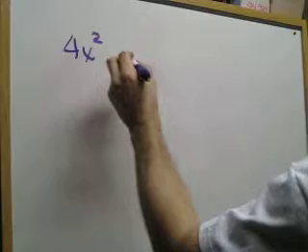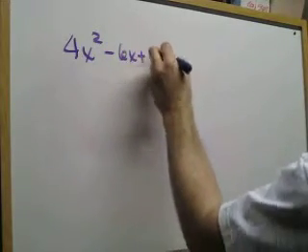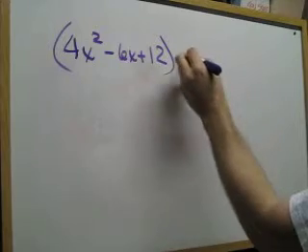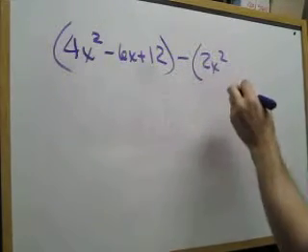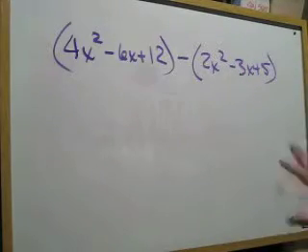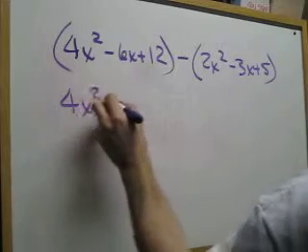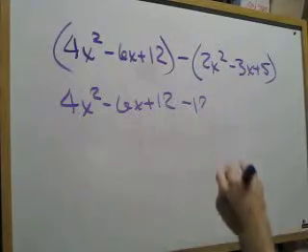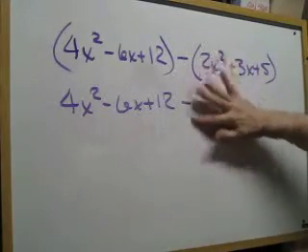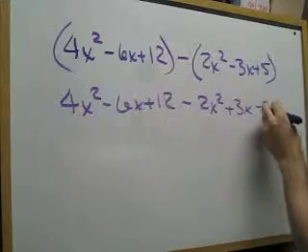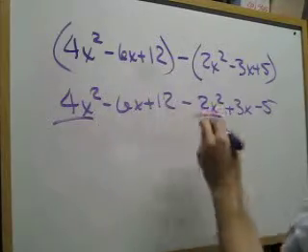So the 4x squared minus 6x plus 12 is our first set of numbers here. That's our trinomial or polynomial, because we're subtracting this next part from it. 2x squared minus 3x plus 5. So that's the way that's going to be written. Let's go ahead and rewrite this without the parentheses. Minus sign means to take off the parentheses. I change the signs. Plus 3x minus 5.